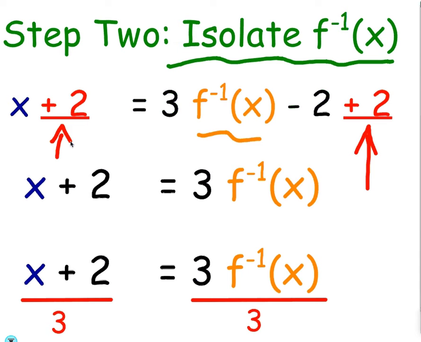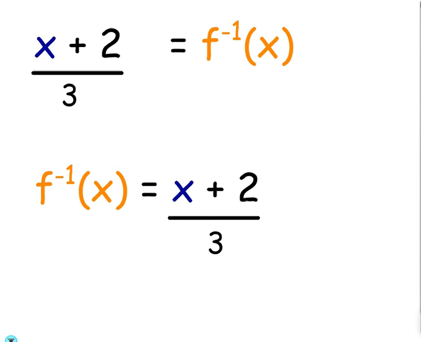And then once you add 2 to both sides, then you will divide by 3. Just like that. And that way you'll have f inverse by itself. Adding 2 to both sides because this is minus 2, so you would add it to both sides. I was trying to add it to the 3. That's why I got confused. Once you divide both sides by 3, these are going to cancel, and that's going to give you your answer.